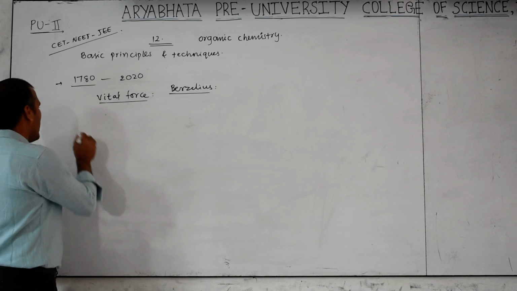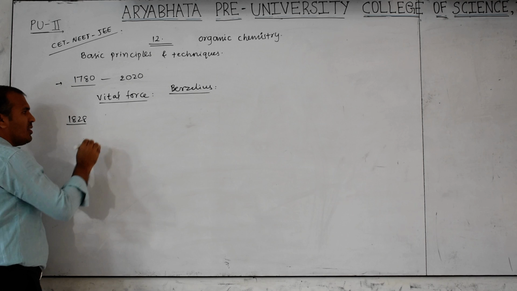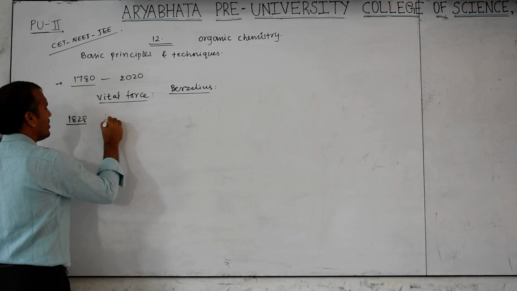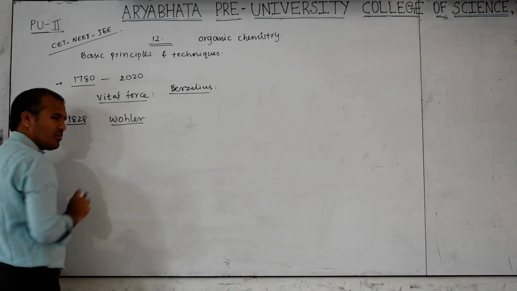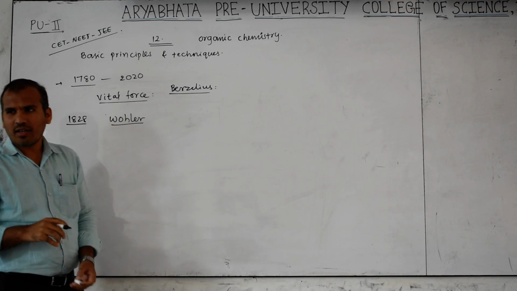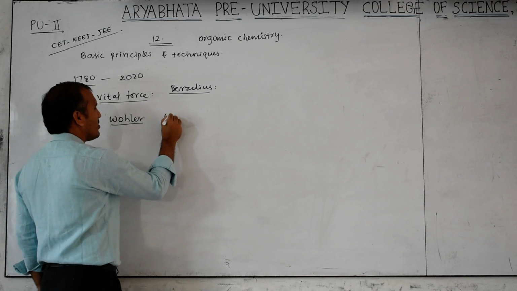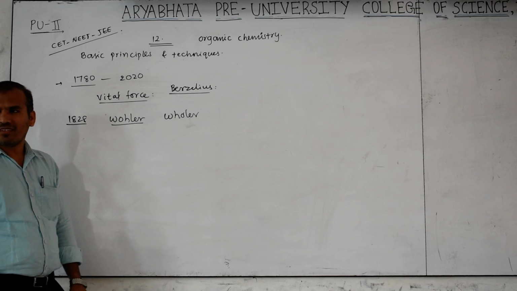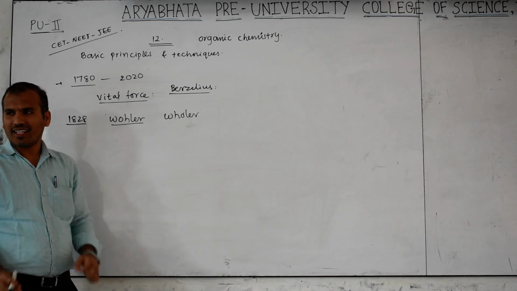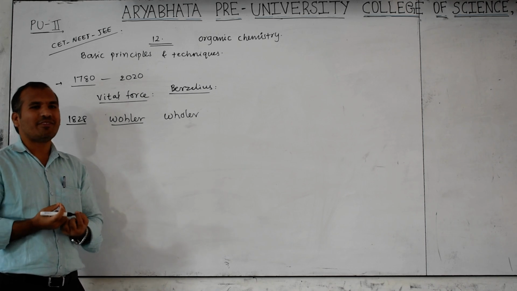What happened? In nearly 1828, the scientist known as Wohler. Sometimes the spelling is also important for this. Sometimes they make you pronounce like this also, and then one small change is there which we may not identify.